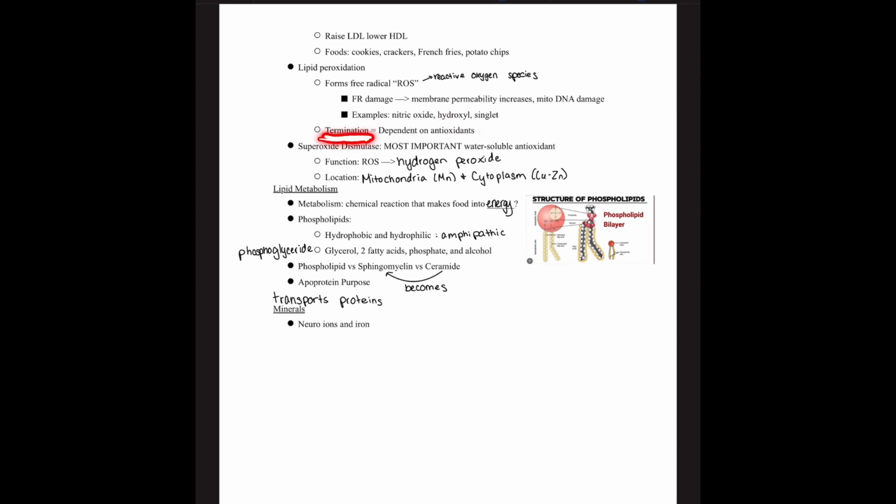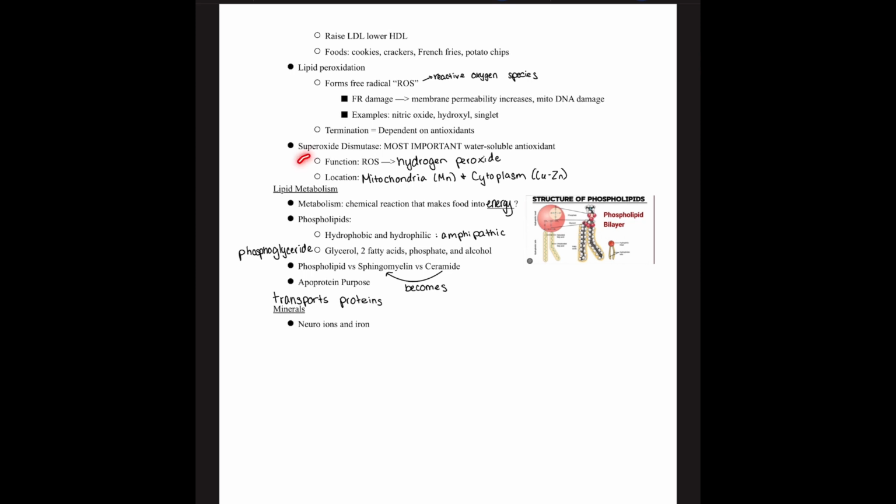That getting rid of them is called termination, and that happens because of antioxidants. So if you eat lots of blueberries, those blueberries are going to terminate these ROSs. But you don't need to eat tons of blueberries because your body can do it itself.